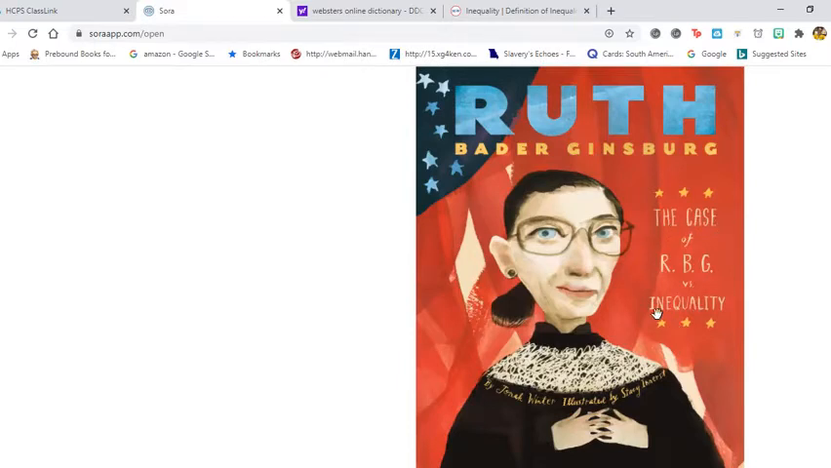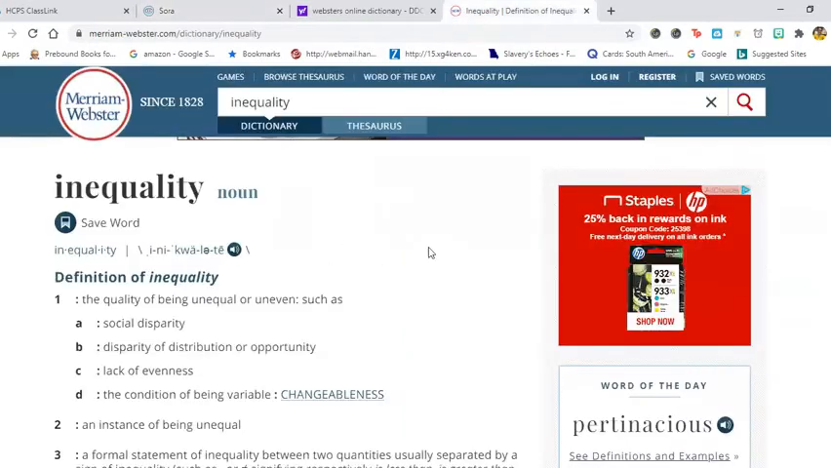The case. And inequality. I hope you know what that word means by now, but I pulled up the Merriam-Webster's dictionary and put in inequality. Now, the word equal means we're all the same, but inequality is unequal. That little prefix right there changes the word equal to the opposite, right? So the quality of being unequal or uneven, such as social disparity, disparity of distribution or opportunity, lack of evenness, the condition of being variable, changeableness. That's a tongue twister.